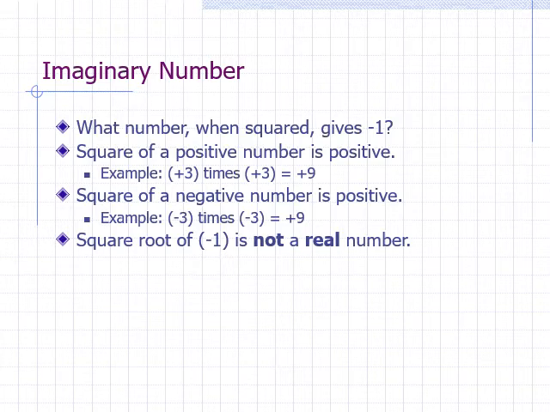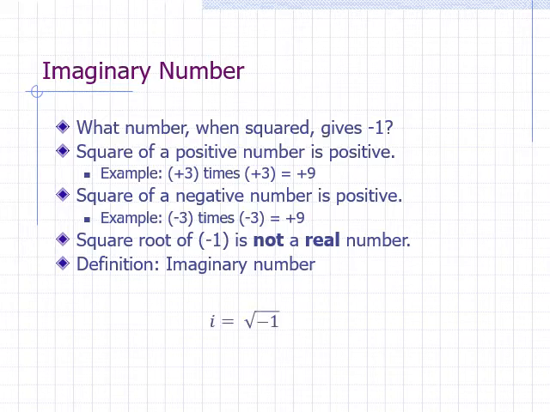In fact, such a number is called the imaginary number. We use the letter i to represent the square root of -1. The square of the imaginary number i is -1.